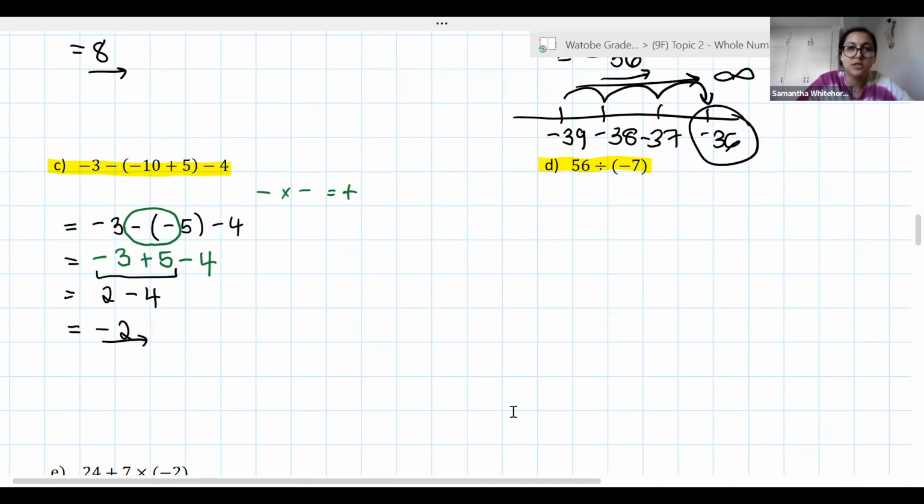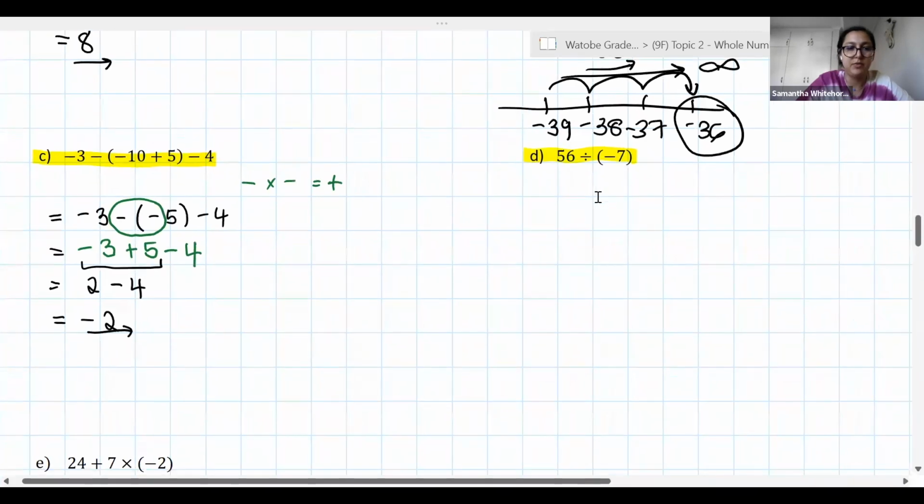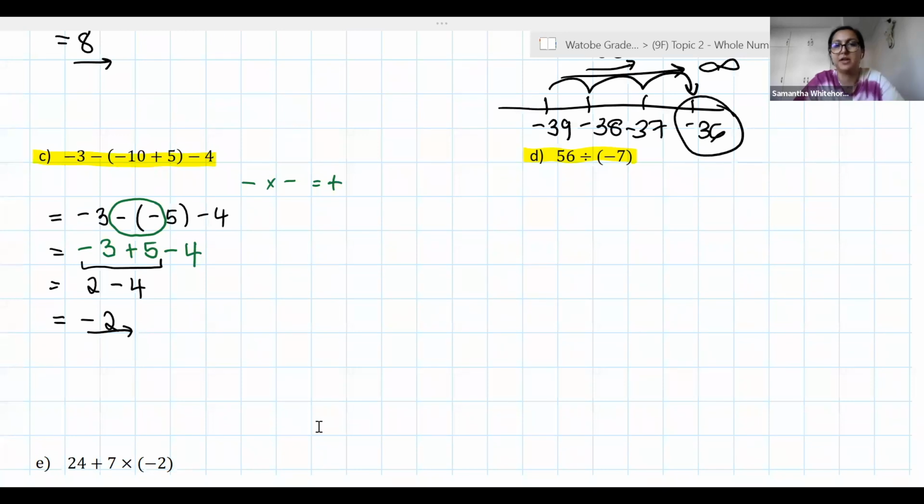Right, are there no hands for D? Anyone feeling brave and would like to try D? Nice. Wanga, do you want to explain D for us?